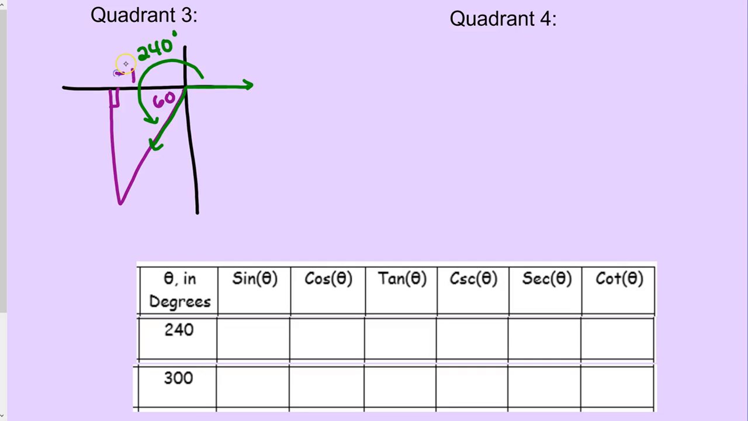You put your 1, make it a negative, you put your square root 3, make it a negative, and then your 2. So the sine is going to be negative square root 3 over 2. The cosine is going to be negative 1/2. The tangent is going to be positive because it's negative over negative. And then the reciprocals, we get negative 2 square root 3 over 3, we get negative 2, and we get positive square root 3 over 3.